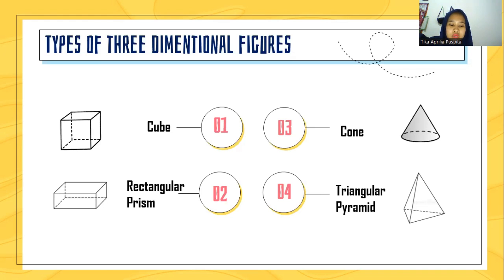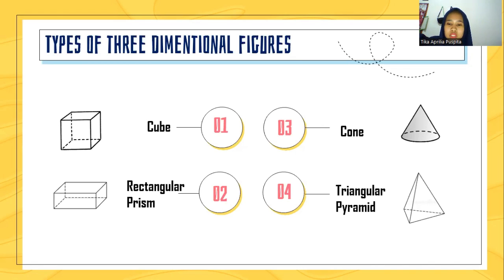The next one is cone. A cone is a solid object that has a circular base and a single vertex. It's a geometrical shape that tapers smoothly from the circular flat base to a point called the apex. We can see an example of this shape in a birthday hat or ice cream cone.